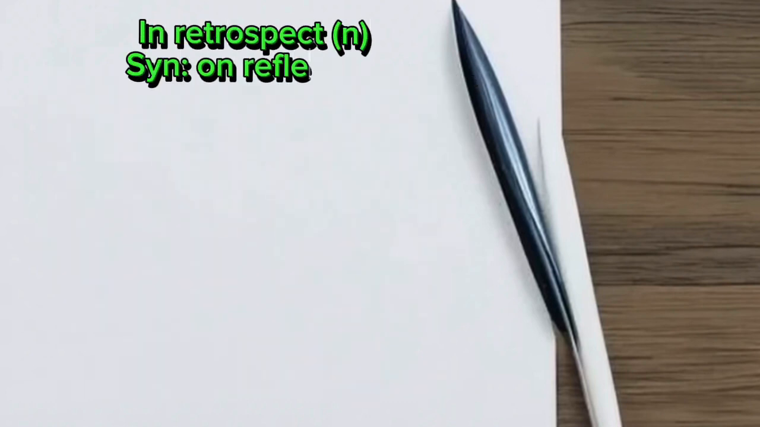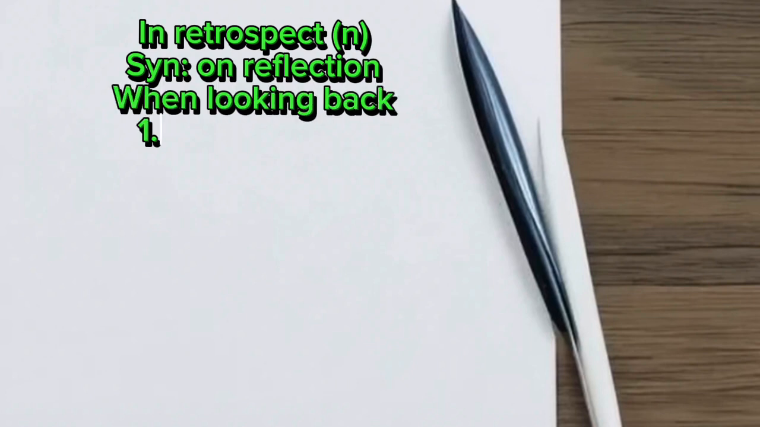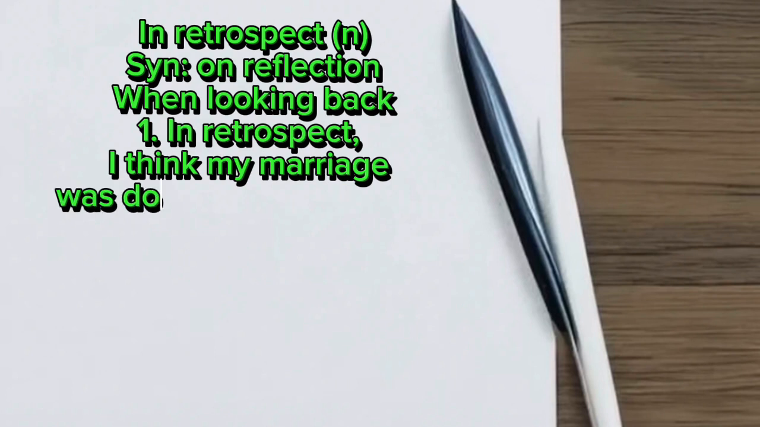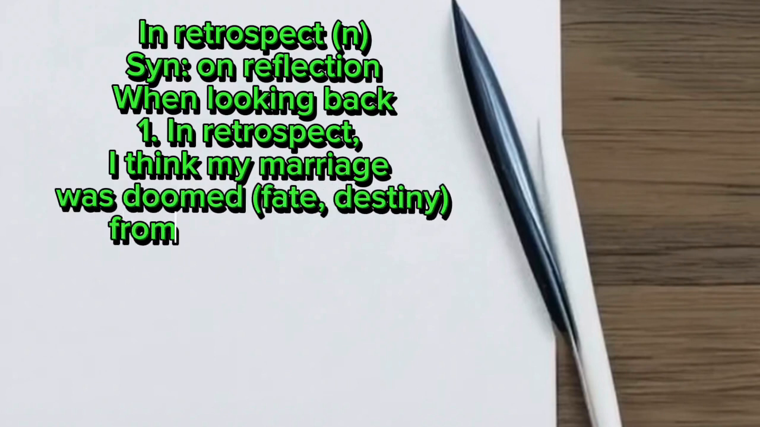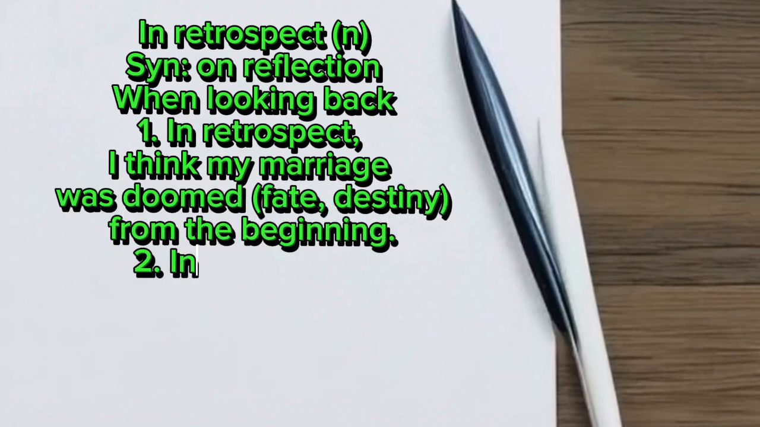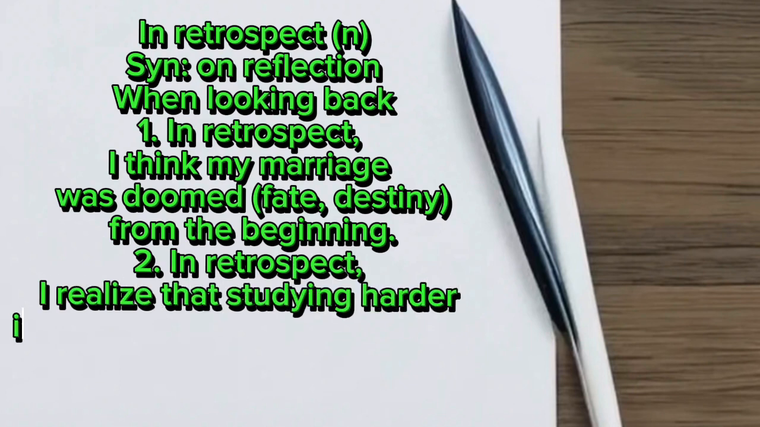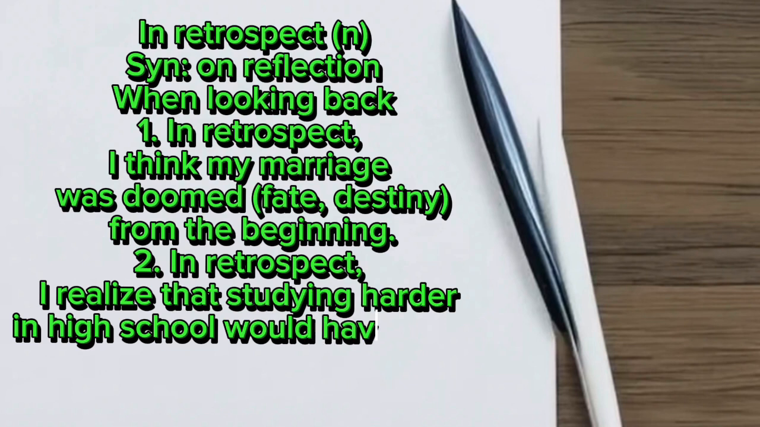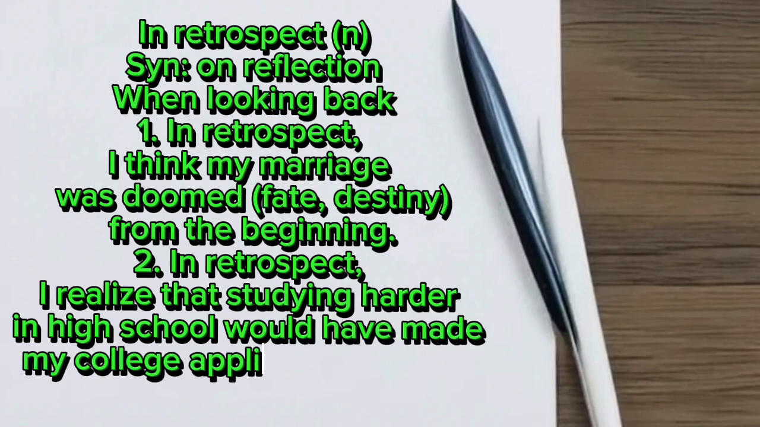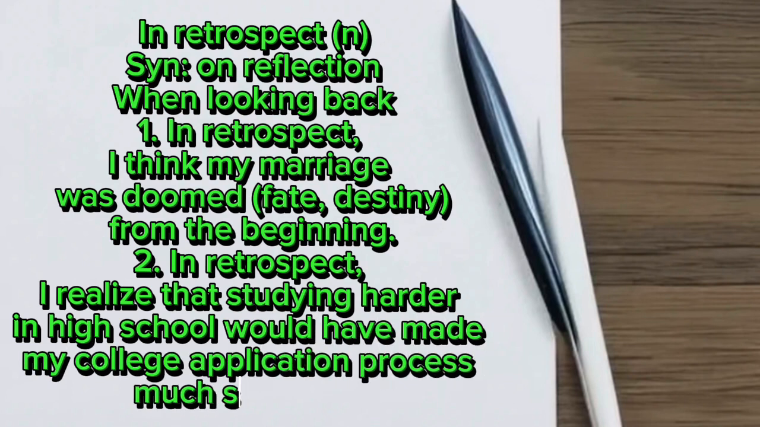In retrospect, noun. Synonym: on reflection, or you can use "when looking back." Example number 1. In retrospect, I think my marriage was doomed from the beginning. Number 2. In retrospect, I realized that studying harder in high school would have made my college application process much smoother.